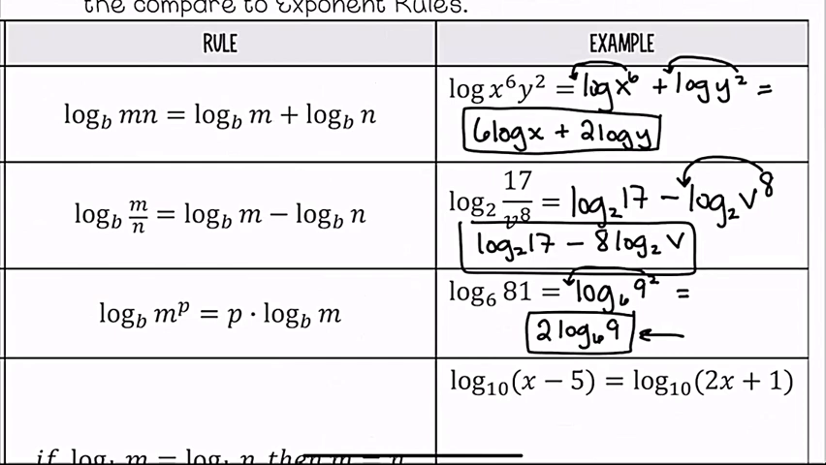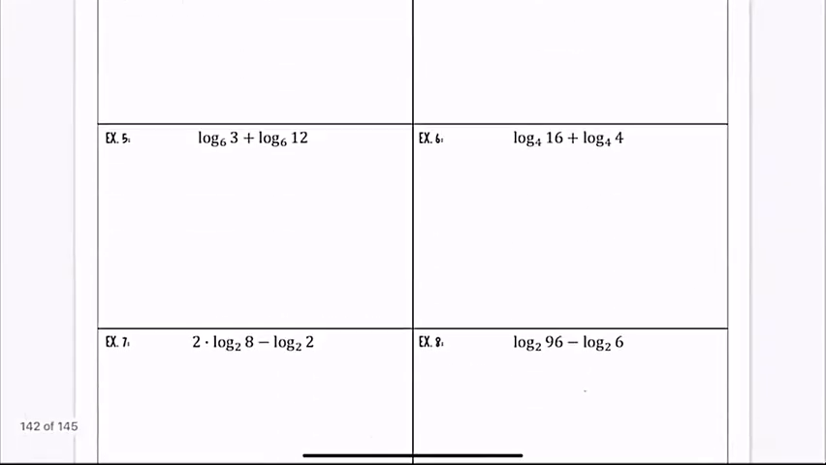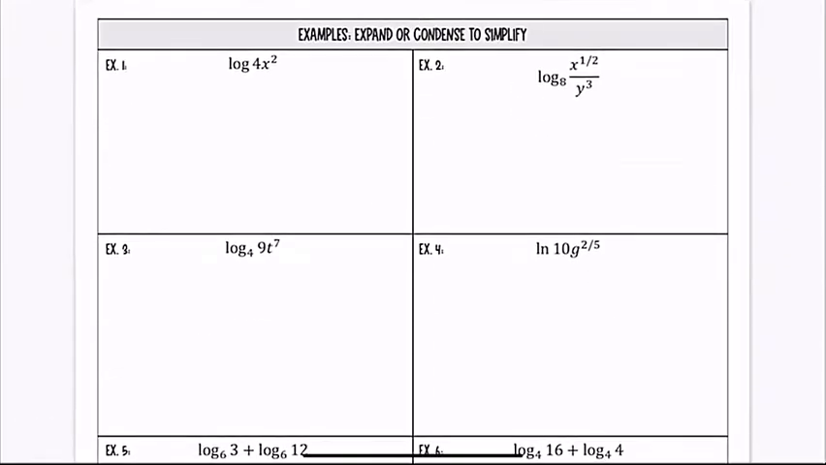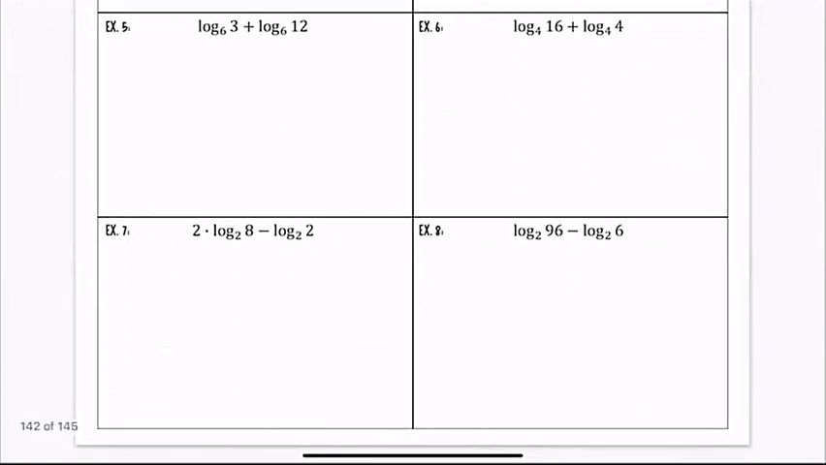You could also go the other direction. If you were to start here, you could also work your way backwards to here. It would be called condensing. And we're going to do both of those on this page here. So our top 4 are expanding. We know that because we're starting with 1 log, and we're going to move our way out to multiple logs. And then the bottom 4 here, we're starting with multiple logs. We're going to condense down to just 1.